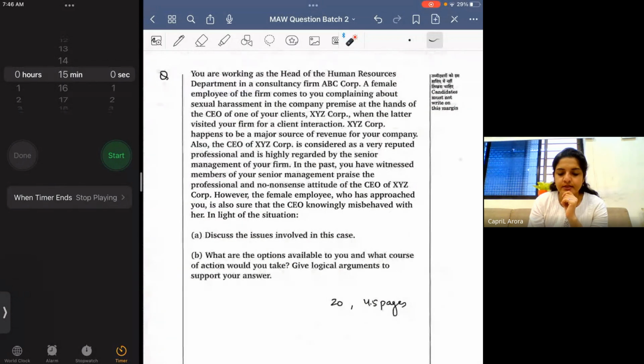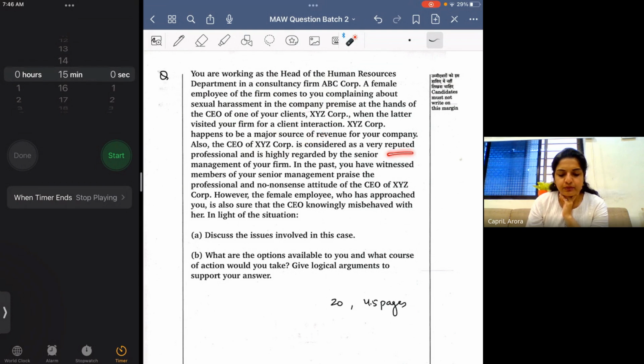So you're working as a human resource department consultant, HR head. One female employee is saying that she has faced sexual harassment from the CEO of one of your clients, XYZ Corp. But XYZ Corp is one of the major revenue sources for your company.